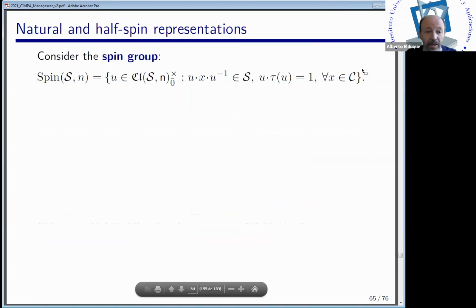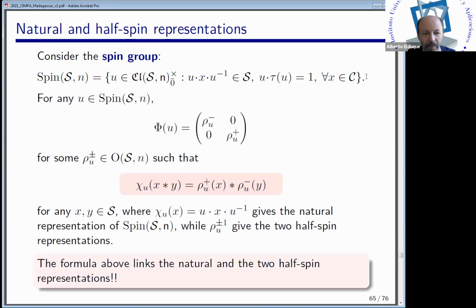Okay? And with this, we can consider the spin group. Here you have the definition. The spin group consists of the elements in the even part of the Clifford algebra, which are invertible, preserve the subspace S, which is inside the Clifford algebra, and satisfy that the spinor norm is 1. This is the canonical involution of the Clifford algebra. Well, the spin group is defined inside the Clifford algebra.